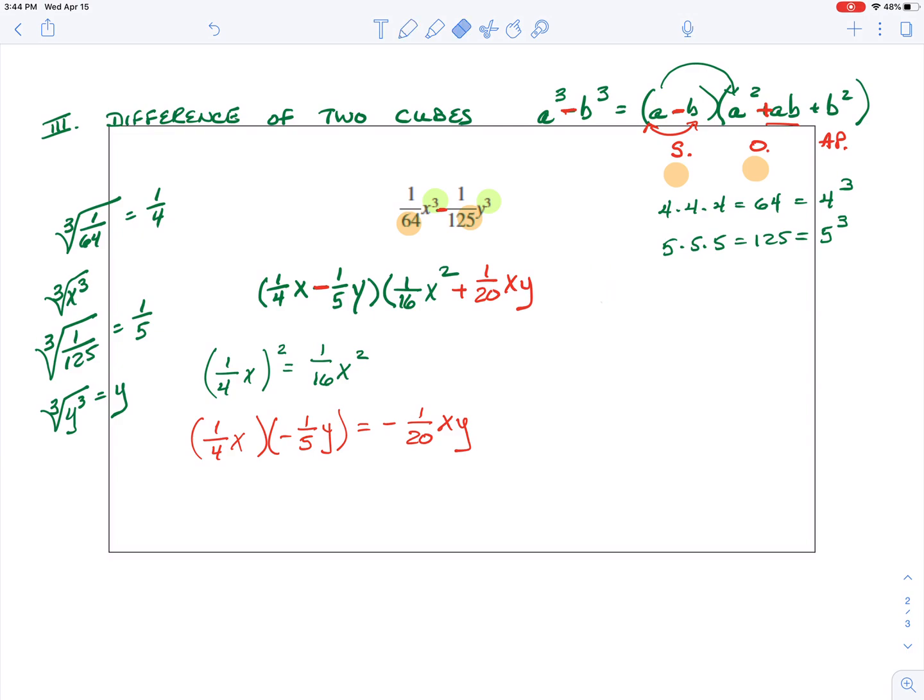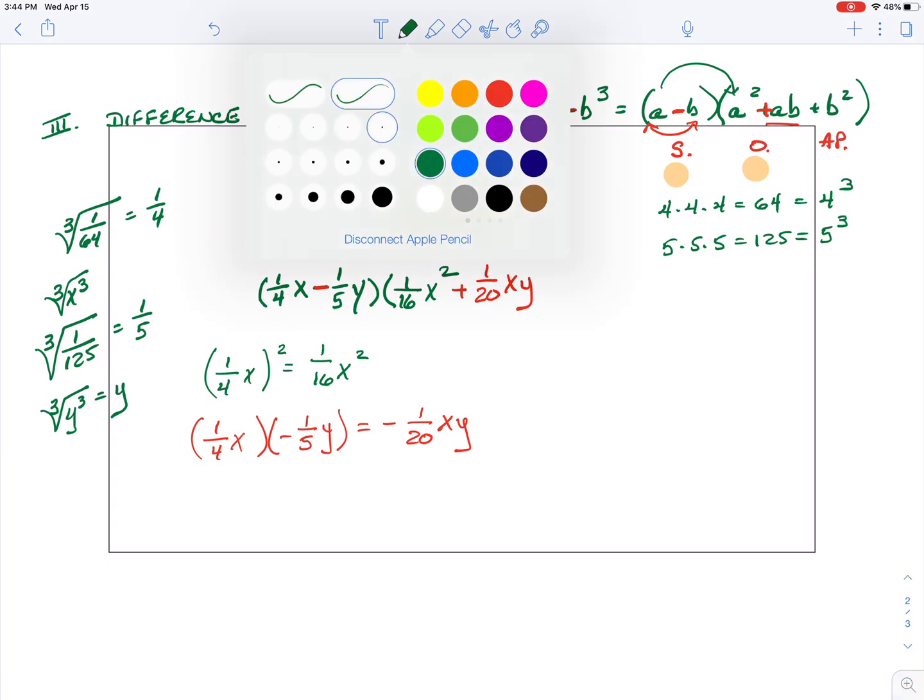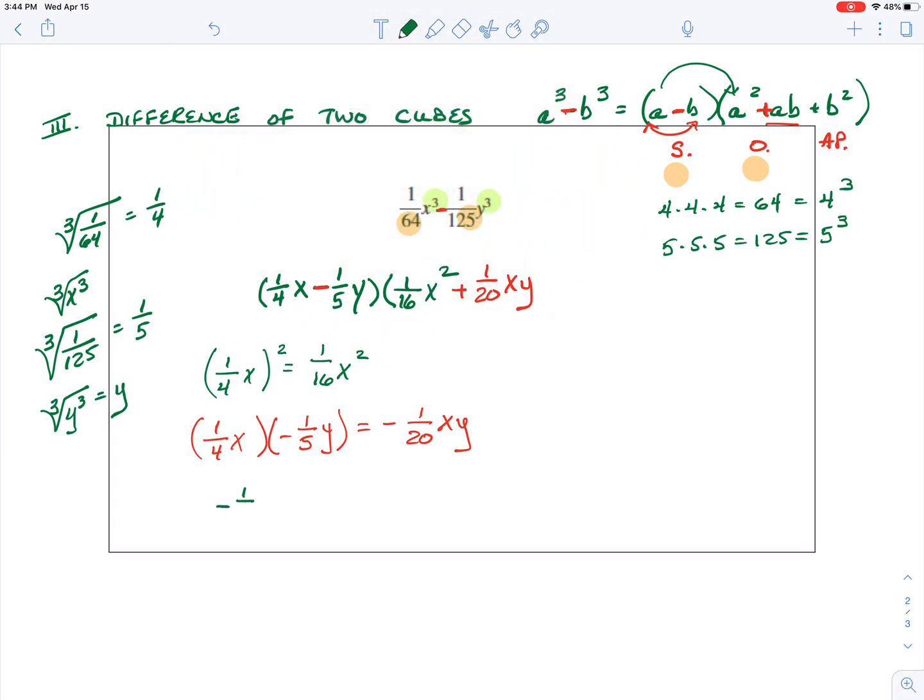And then to get the last term, we go back to the squaring process again. So I'm going to take the negative 1/5 y, I'm going to square that. You see that is going to always be positive. And that AP out there is what represents always positive. So that little reminder spells out the word SOAP. So same sign as the beginning, opposite sign in the middle, and always positive on the end. So I hope that helps you to review the difference of two cubes.